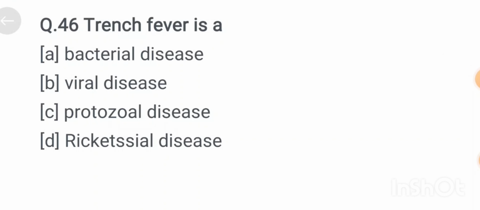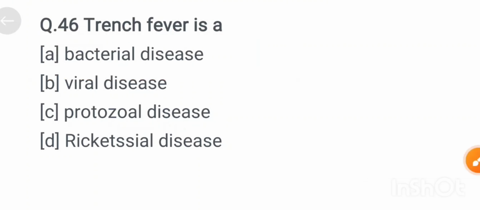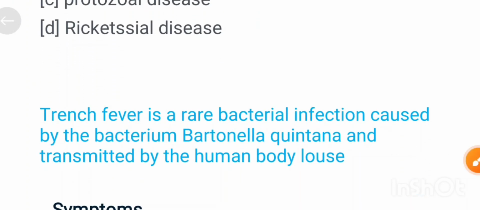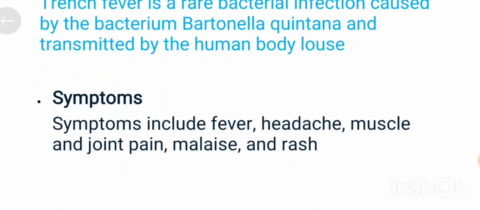Trench fever is a: option A, bacterial disease; option B, viral disease; option C, protozoal disease; option D, rickettsial disease. Trench fever is a bacterial infection that was previously considered a rickettsial disease. Correct answer is option A. Trench fever is caused by the bacterium Bartonella quintana and transmitted by the human body louse. Symptoms include fever, headache, muscle and joint pain, and rashes.